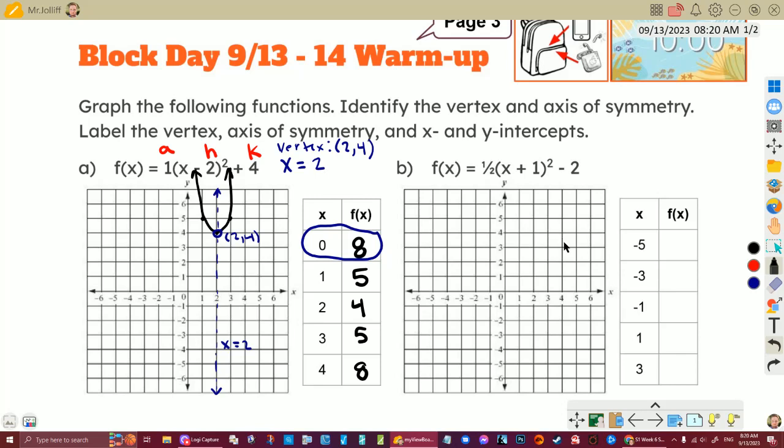Okay, so let's go ahead and try the next one. We're going to do that same process. We're going to start by identifying our vertex and looking at those factors. So A is 1/2. This is going to be a wider, flatter parabola. H is going to be -1. H changes sign. And K is -2. So first entry in my table, H is -1, K is -2.